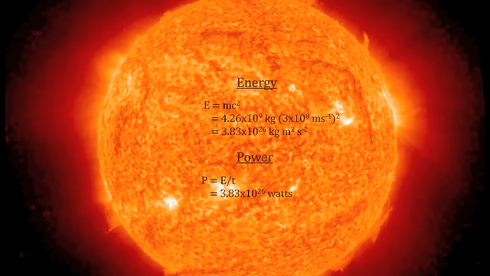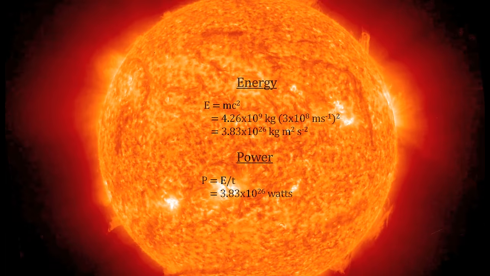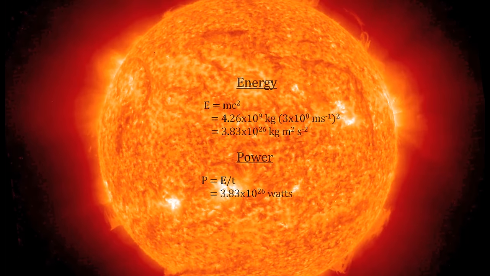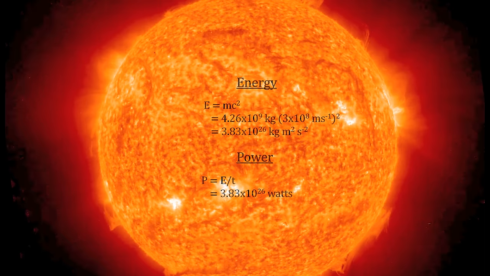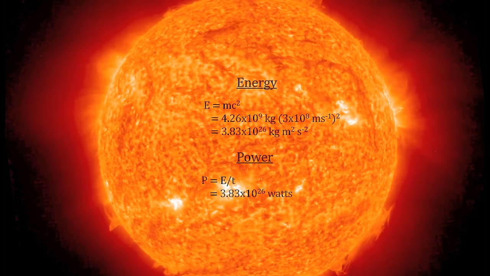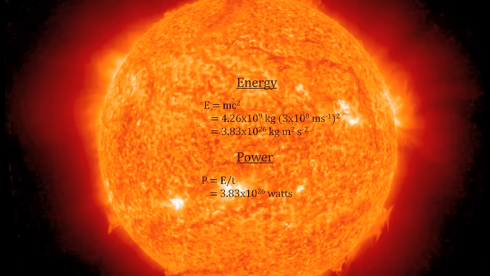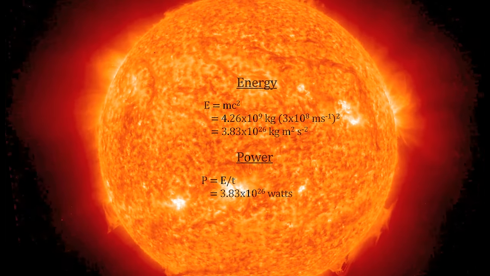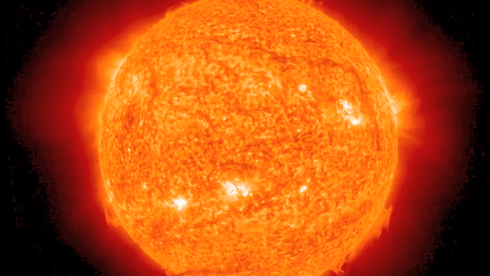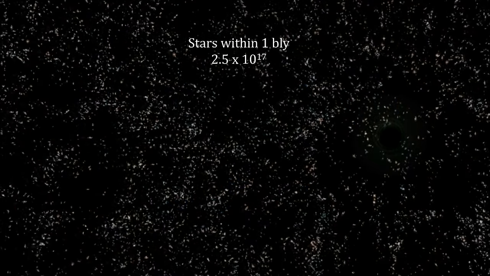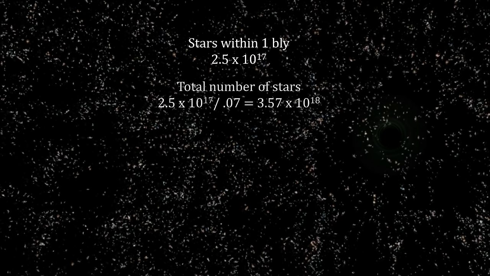Let's take a second to get a feel for how large this number is. In our How Far Away Is It segment on nearby stars, we found that the Sun converts 4.26 million metric tons of matter into energy every second. The resulting power output is equal to 4 billion hydrogen bombs exploding every second. The Sun is an average star, so we can use this as an average stellar power output. From our segment on local superclusters, we saw that there are 250,000 trillion stars within 1 billion light years. This represented around 7% of the total number of stars in the universe.